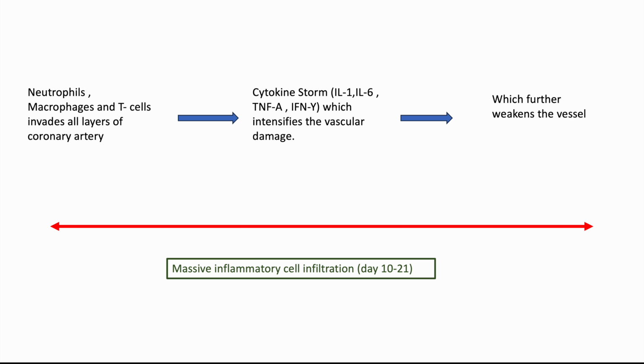Then phase 2, the subacute phase: macrophages, T cells, and inflammatory mediators infiltrate all the layers of the coronary artery, and there is a cytokine storm involving interleukins and tumor necrosis factor, which leads to progressive weakening of the arterial wall.